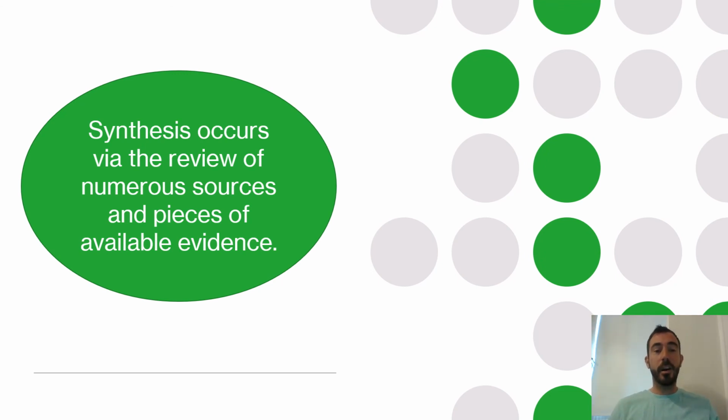Synthesis occurs via the review of numerous sources and pieces of available evidence. You don't synthesize something new from the reading of one scientific paper. This is why, once you have done your critical evaluation of the pool of literature that's relevant to your research project, and you have your results, and you know their meaning, and you know your limitations and research extensions, then you can think about synthesizing something new, interesting, or applicable from the literature and from your own research.